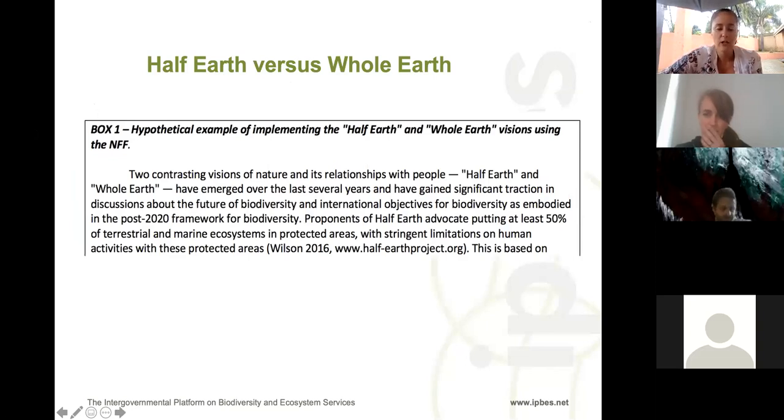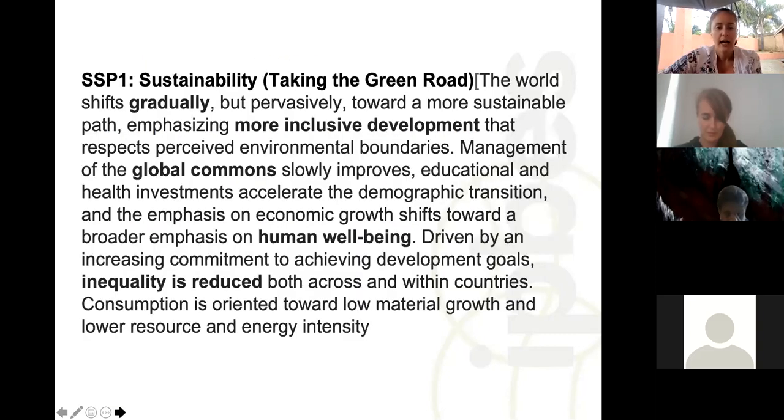The idea was to be able to talk to some of these ongoing discussions happening within the literature, this half earth versus whole earth debate, to situate these stories within that and to make explicit some of the different trade-offs that would be clear. Both of these could be seen in a positive light, but you're definitely going to have some trade-offs in terms of different value perspectives that you're able to perpetuate in one viewpoint and not in another.